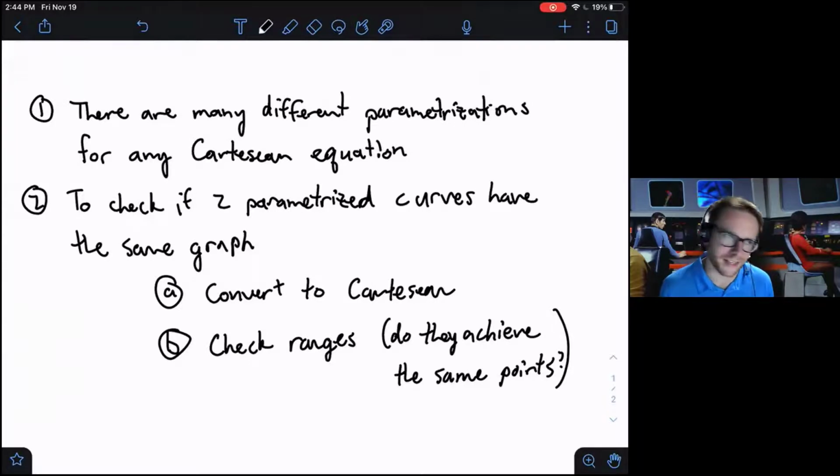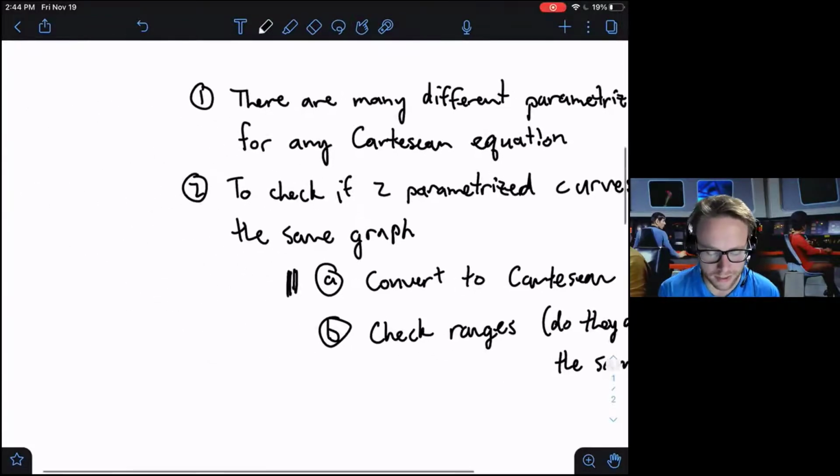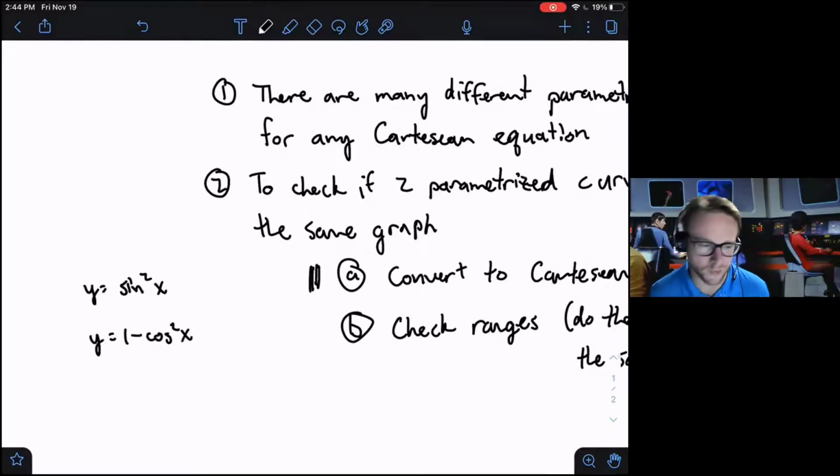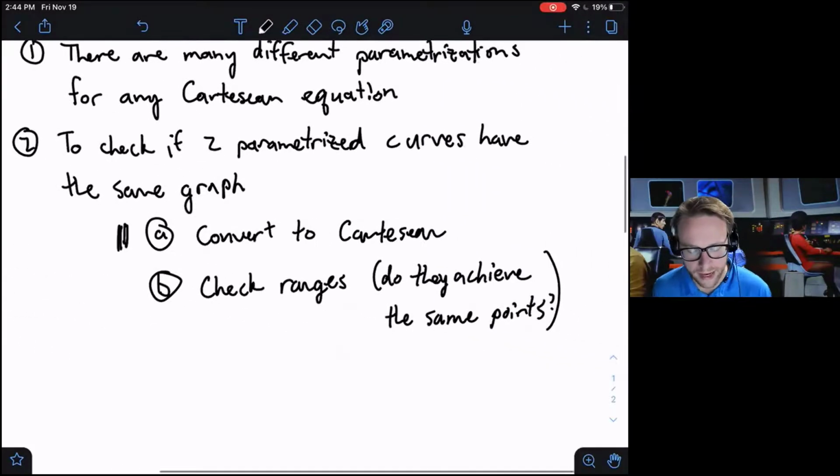Unless, I guess the caveat there would be if you have some trig functions, right? Many times trig functions have different representations for actually the same curves. So for instance, if I said sine squared x versus 1 minus cosine squared x, that would be an example where these actually do have the same graphs, even though they look a little bit different. And then the second thing is that you need to do a check of the ranges, right?